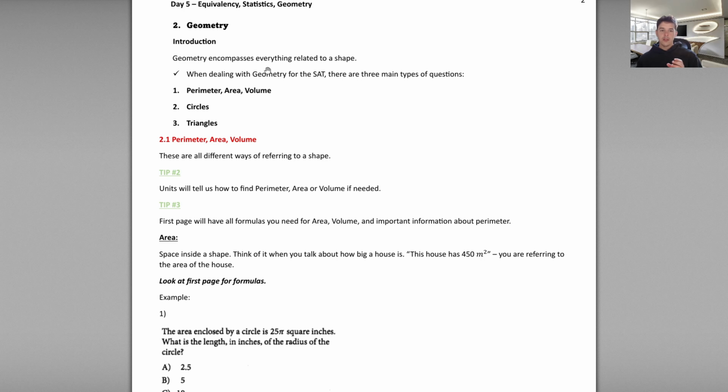Geometry encompasses everything related to a shape. When dealing with geometry for the SAT, there are three main types of questions: perimeter, area, or volume, circles, or triangles, with emphasis on right triangles.